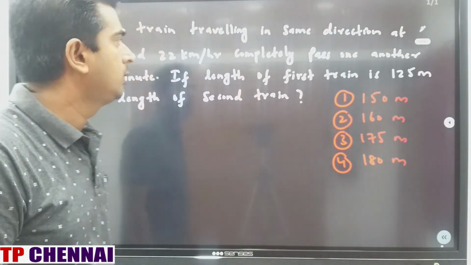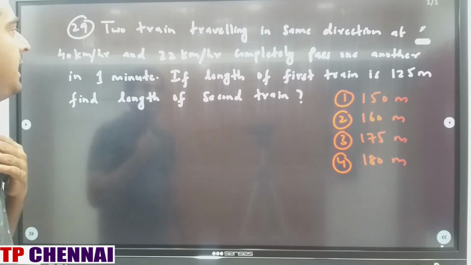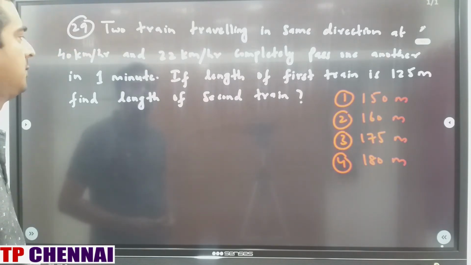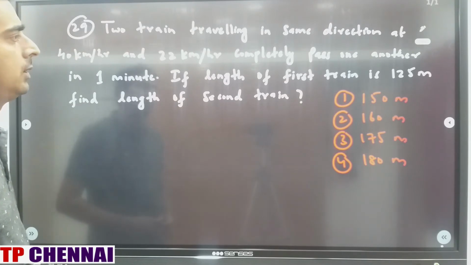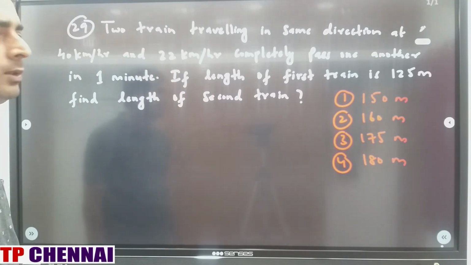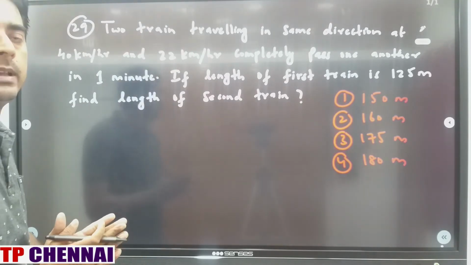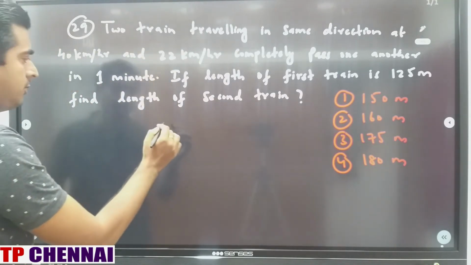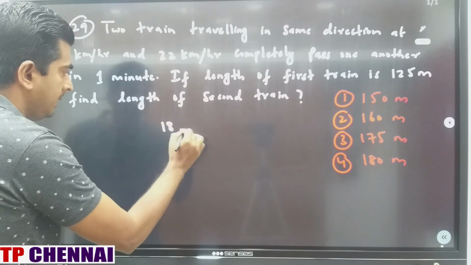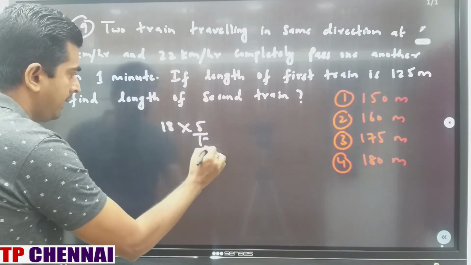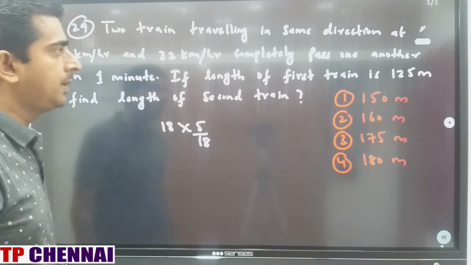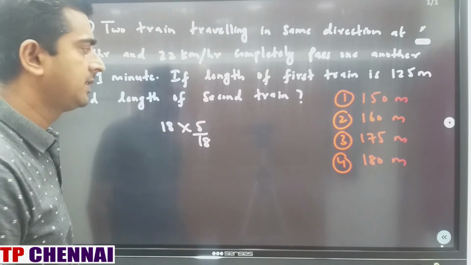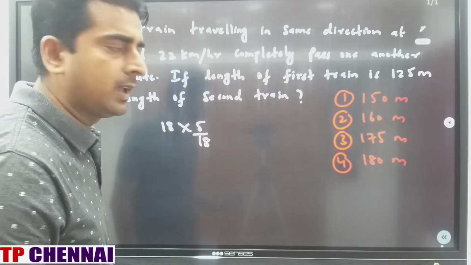Now we'll see 29th one. Two trains traveling in same direction at 40 km per hour and 22 km per hour completely pass one another in 1 minute. If length of first train is 125 meter, find the length of second train. Whenever two trains are traveling in same direction, what will be the relative speed? Difference of speed 40 minus 22, 18 into 5 by 18. Why 5 by 18? Because speed is in kilometer per hour but distance is in meter. So we have to convert kilometer per hour into meter per second. So we have to multiply the answer by 5 by 18.